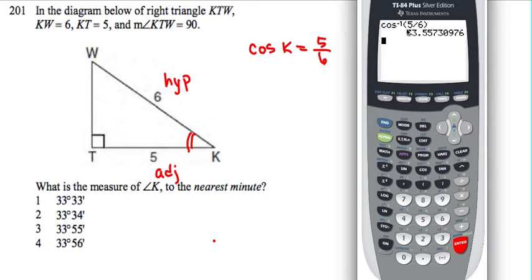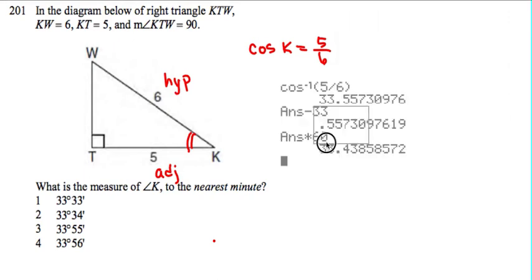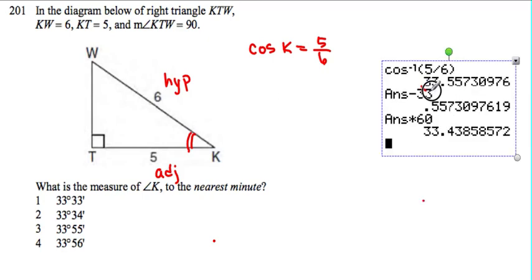So what we can do is take the 33 out. By subtracting 33, taking the integer part out, we just have the decimal part left. In order to convert the decimal into minutes, it's basically the same thing as the clock. We just have to multiply that by 60. Then we get 33. So this 33 was the degrees, and when we multiply the decimal by 60, this 33 is in fact 33 minutes. So we're looking at 33 and 33, which is choice 1.